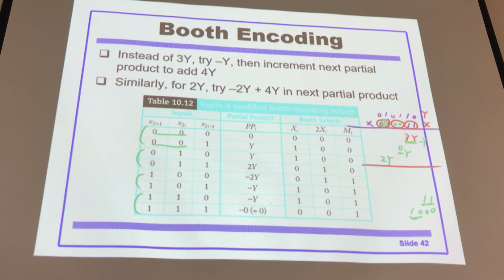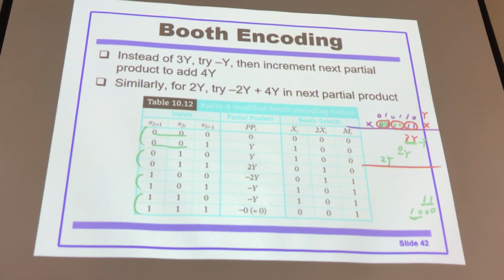And 1, 0, that's 2y. But this means what? You owe 1 y here. So 2y, minus 2y. Then you need to minus 2y. Add 1 y back, you get minus y. 1, 1 is 3y, you use minus y. But you owe for 1. 1, 1, here's 1. Minus y, add 1 y back, becomes 0. So that's the partial product you're going to get in terms of hardware.